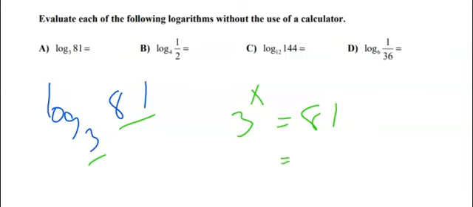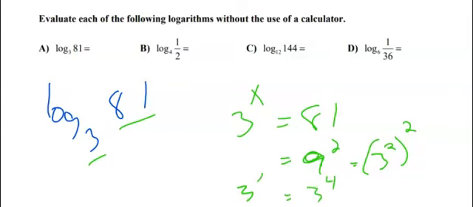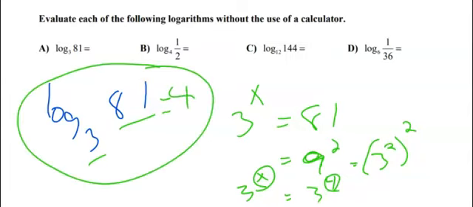Well, 81 is really 9 times 9, so it's 9 to the second. For that matter, 9 to the second is really 3 to the second, to the second. So that means 81 could be 3 to the fourth. So 3 to the x equals 3 to the fourth. So I know the x has to be 4. So for this problem, I know it equals 4. And that's how that logarithm works.